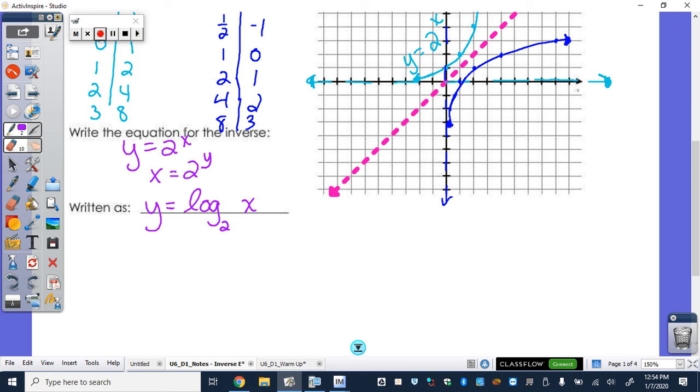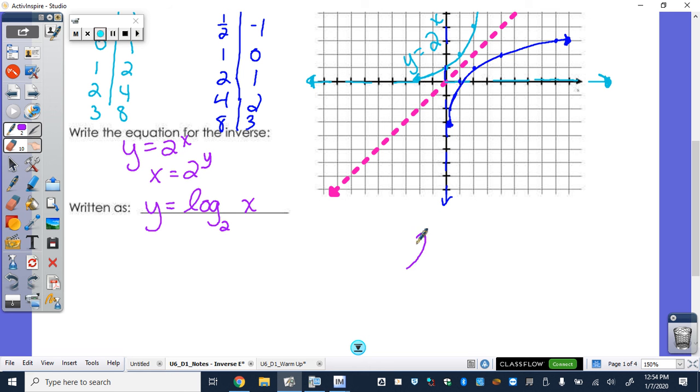So this is the way we would write it. y, because y is the exponent, and that's what we're trying to figure out. We were trying to get y by itself. Equals log. This 2 is a little 2 down below on purpose. It's called a subscript. It needs to be that way. Of x.